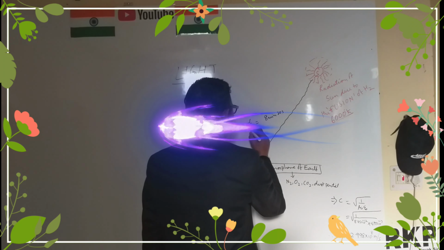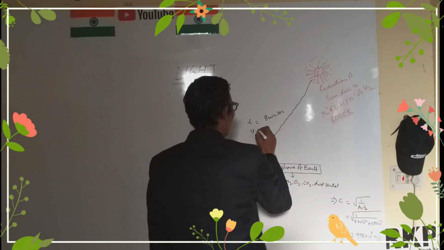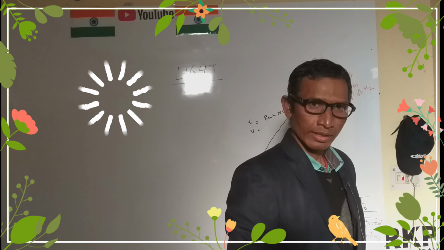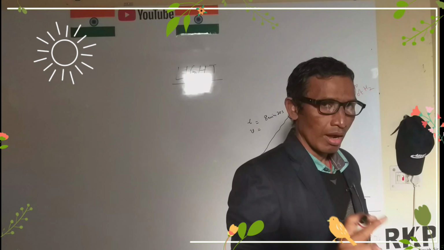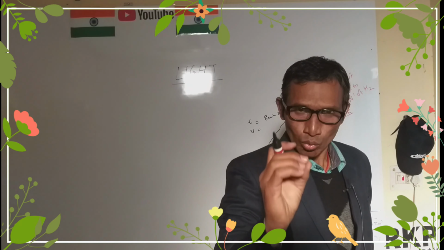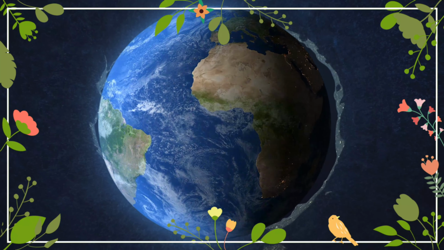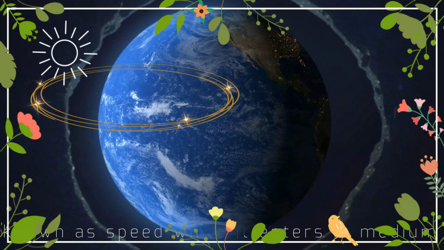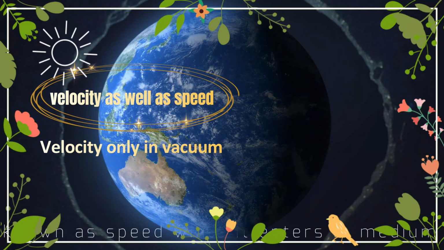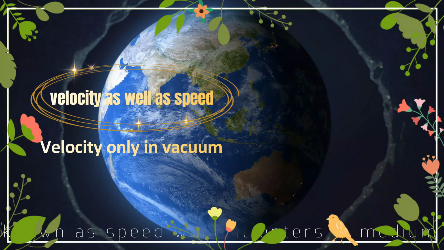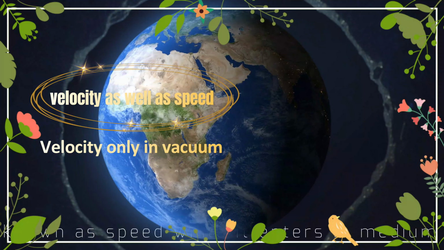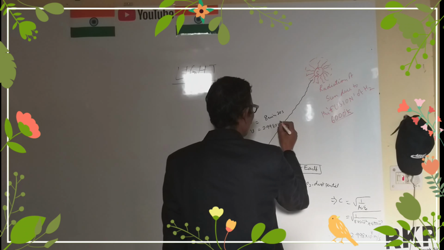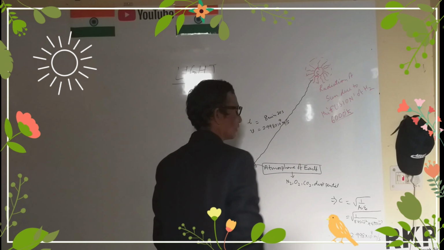The speed of light is called the velocity of light, because when light travels through a vacuum, remember this, it has a velocity. When it enters the atmosphere, then it is called speed. So that is vacuum, straight line propagation, and it is 2.998 into 10 to the power 8 meter per second.